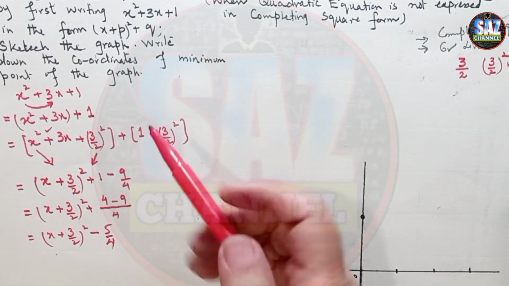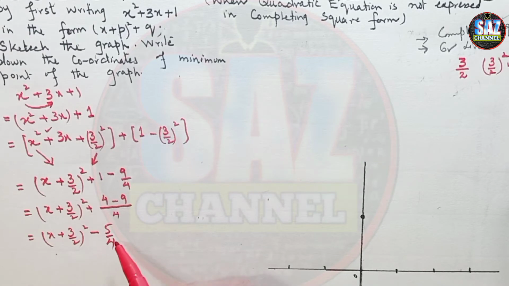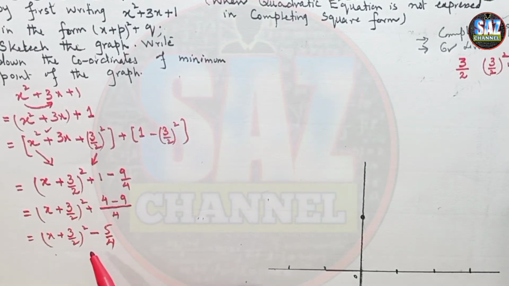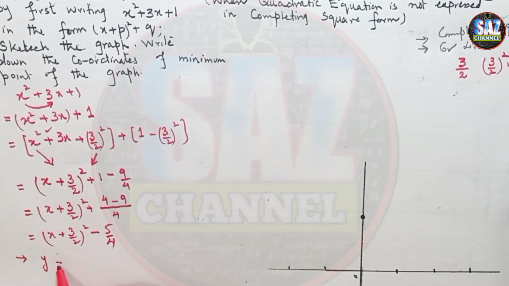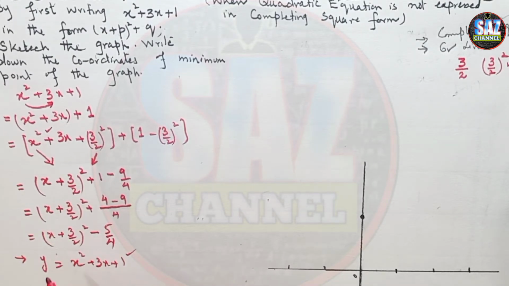So we have expressed our given expression in the form (x plus p) whole square plus q, and then we have to go for the sketching of y equals x square plus 3x plus 1. We have to recall the basic steps for the sketching of a graph of the form (x plus p) whole square plus q.